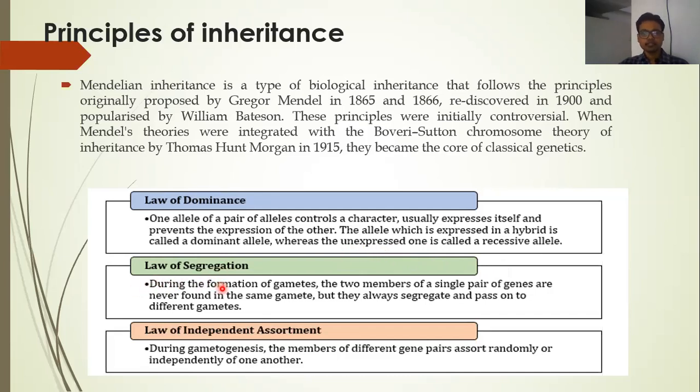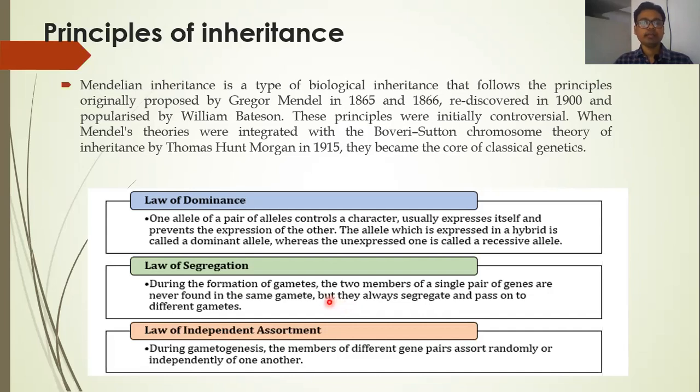Next, the law of segregation. During the formation of gametes, although the different forms of allele, capital T and small t, are mixed in the F1 generation, they segregate during gamete formation. This is the law of segregation. So during the formation of gametes, the two members of a single pair of genes are never found in the same gamete, but they always segregate and pass into two different gametes. That is, during gamete formation, the alleles are segregated from each other.